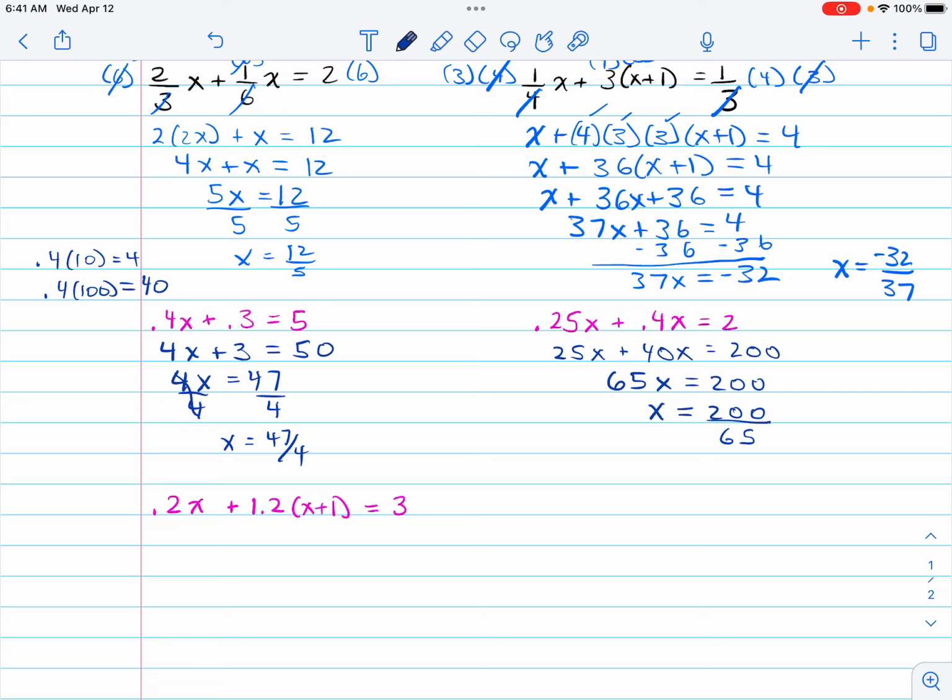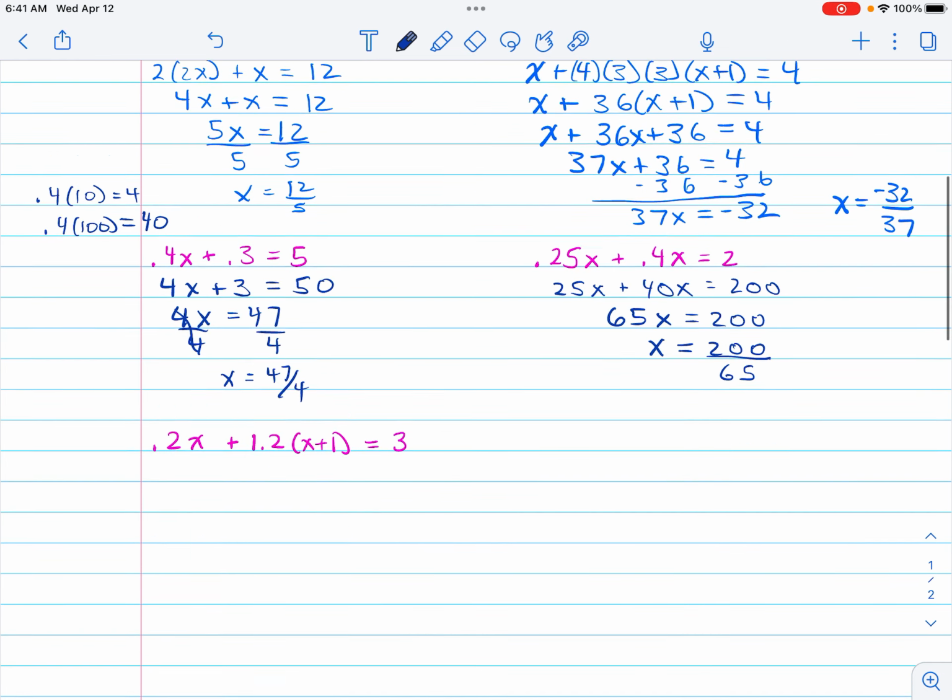Now, of course, we could reduce this fraction because 5 will go into each one of these, but I'm just leaving it like this for now so that we can just see how we've reduced it. And you could just turn that into a decimal, say 200 divided by 65, and end the problem in decimal form. Now let's look at this next one.